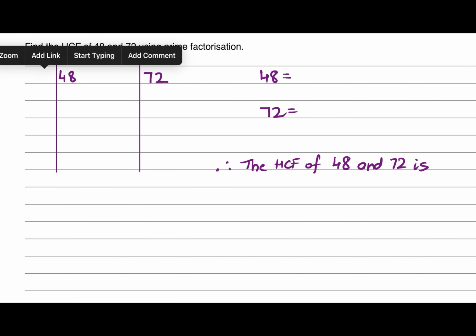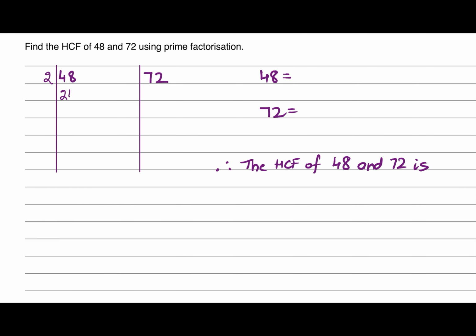I'm going to just divide this number by 2. 2 into 24 is 48. 2 12s are 24. 2 6s are 12. 2 3s are 6. 3 1s are 3. The minute we reach 1, we stop there.